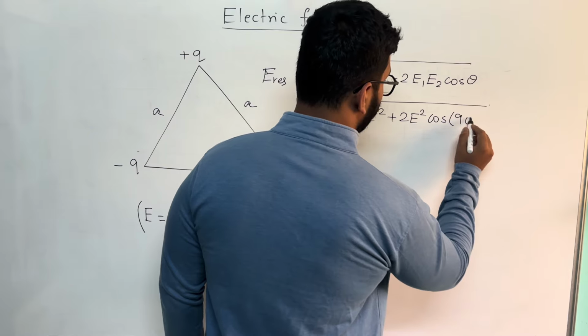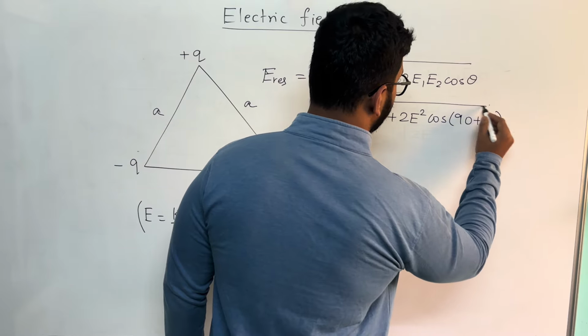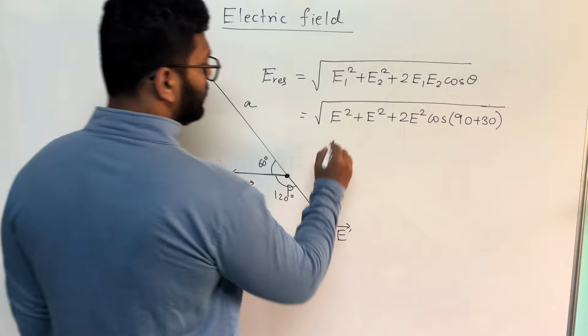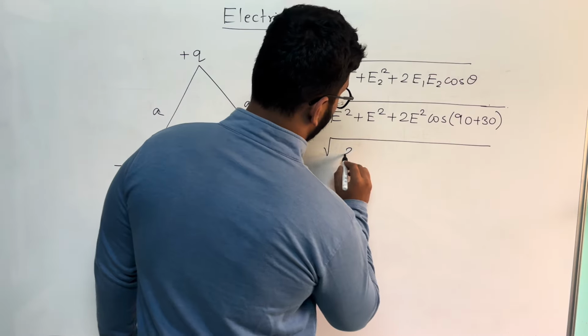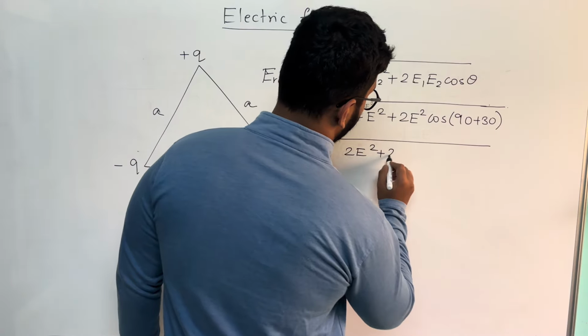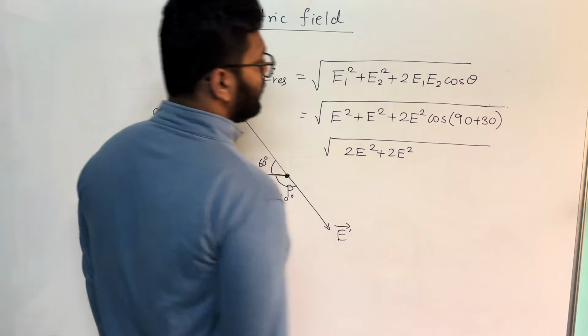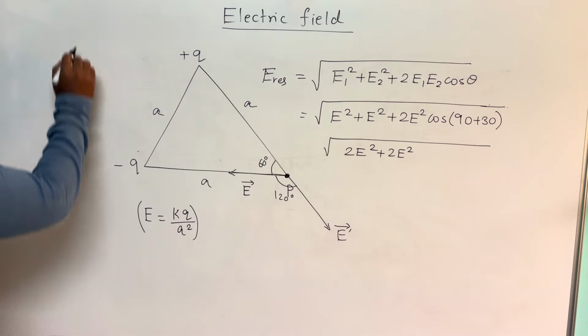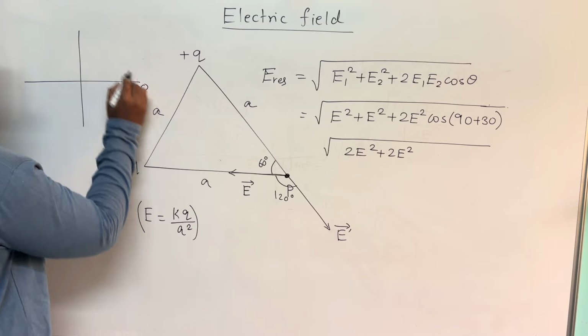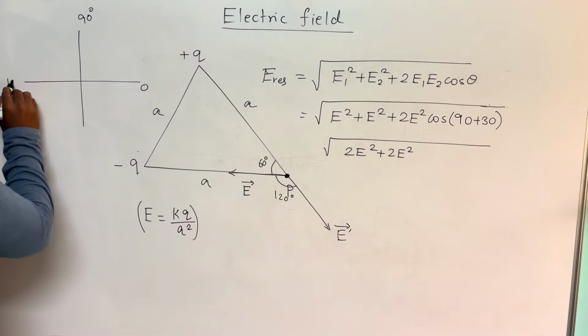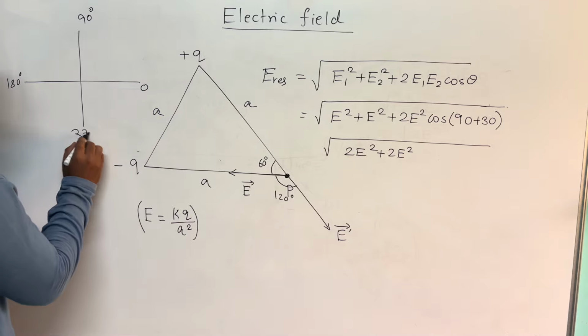So cos of 120 can be written as cos of 90 plus 30, right? So this is square root of 2E square plus 2E square. Now cos of 90 plus 30, what is cos of 90 plus 30? See this is 0, this is 90 degree, this is 180 degree, this is 270 degree, right?